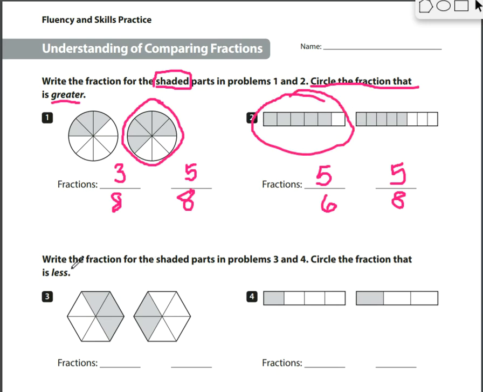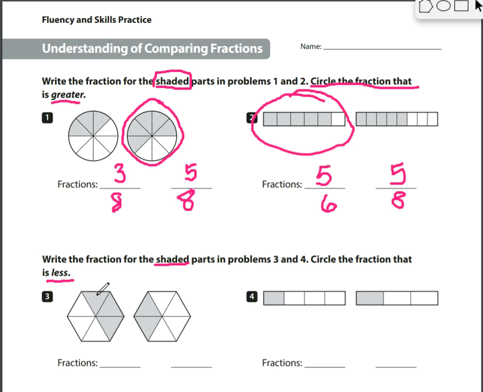All right, I'm going to take a look at my next one. Write the fraction for the shaded parts. Okay, we still want shaded. Circle the fraction that is less. We want the smaller fraction for this part. So they've switched up what we're doing on the directions here.